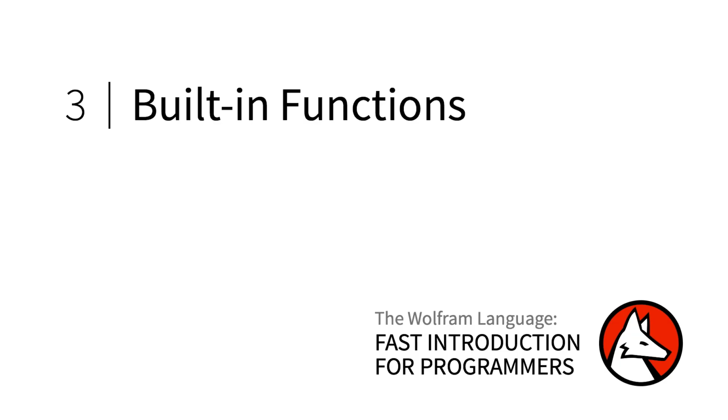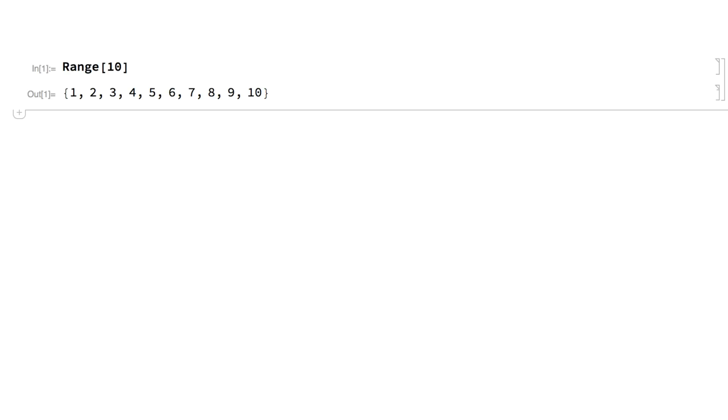Welcome to the Wolfram Language in Section 3 of Fast Introduction for Programmers. This section introduces the basic process of using built-in Wolfram Language functions. Built-in functions can be used by giving the name of the function followed by square brackets that enclose the arguments of the function. For example, this shows a use of the Range function with one argument.